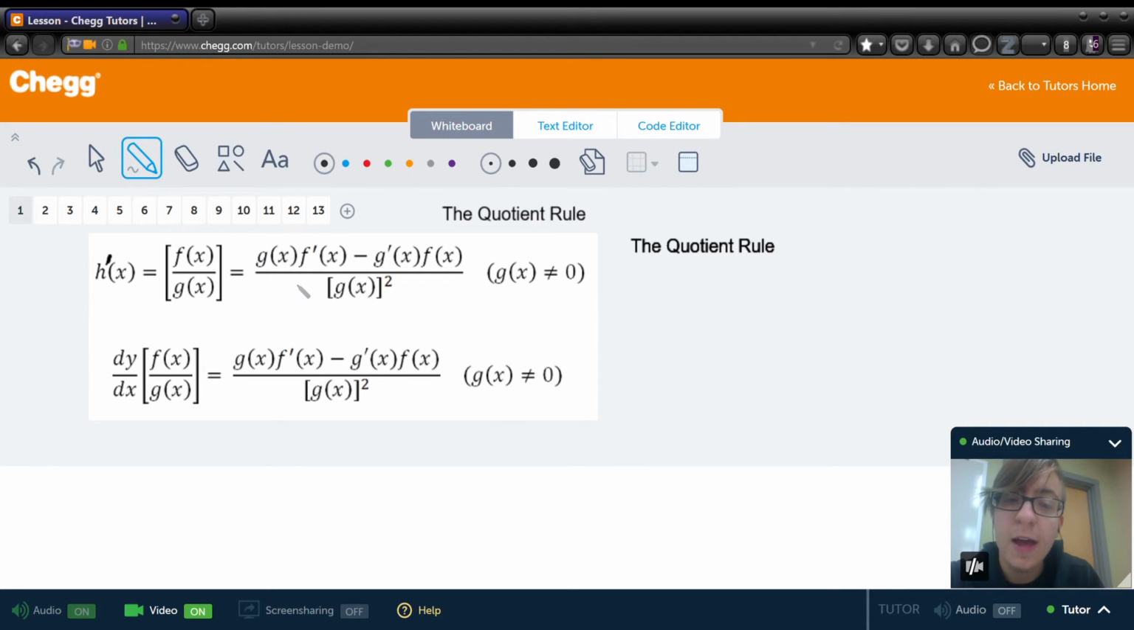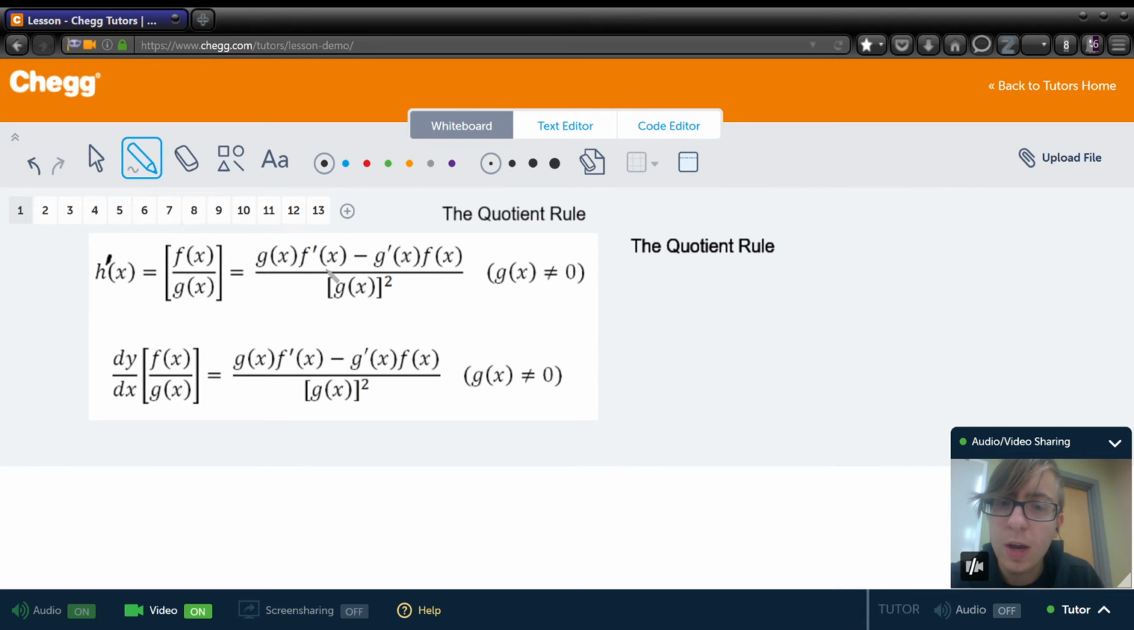Mnemonic people in my class came up with was low d high, so take the derivative of the high, minus high d low. You can see that I have it set up slightly differently, but that's because a times b is the same as b times a. But you always have to take the derivative of the top on the left and the derivative of whatever is on the bottom on the right.